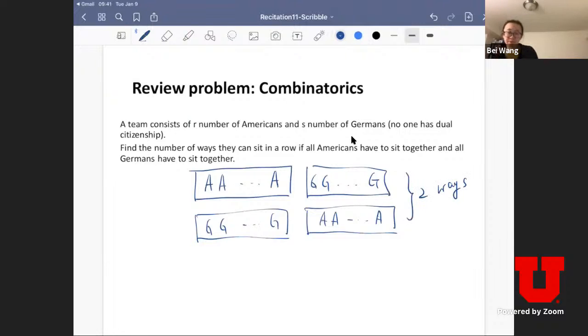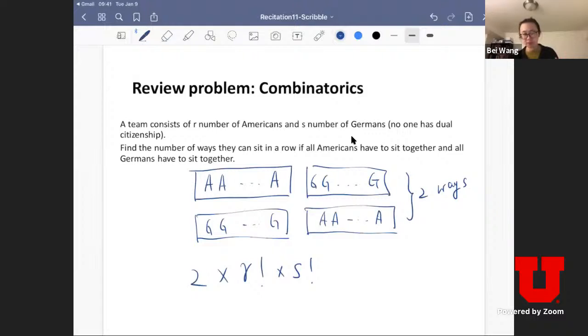But similarly as before, among the American students, there's a permutation, that is R factorial. Among the German students, there's a permutation, so that is S factorial. So that's the final answer.